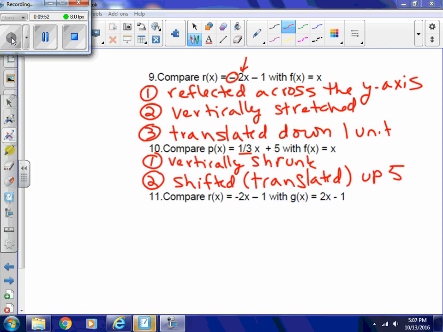Finally, number 11, compare r of x with g of x. Well, there's only one difference. This one's negative for the slope and that one's positive. So the only difference is it is reflected across the y-axis.